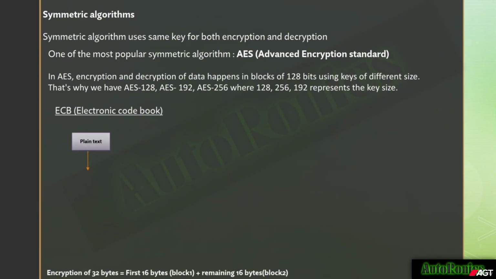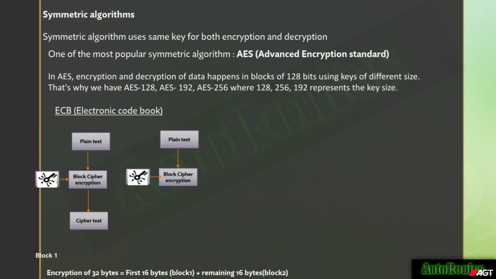We'll take the first 16 bytes as the plain text and we'll use the key and the block cipher to encrypt the data, and we get the cipher text, which is the output of block 1. Then we'll take the remaining 16 bytes as the plain text to block 2 and we use the same key and the block cipher which we used in block 1 and encrypt that data, which is the output of block 2. So this mode is quite straightforward.